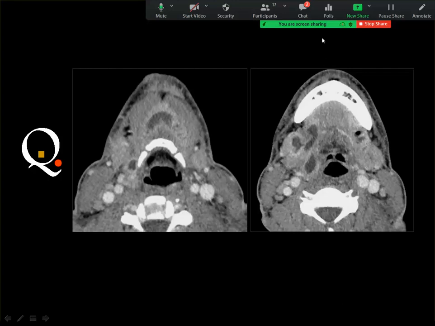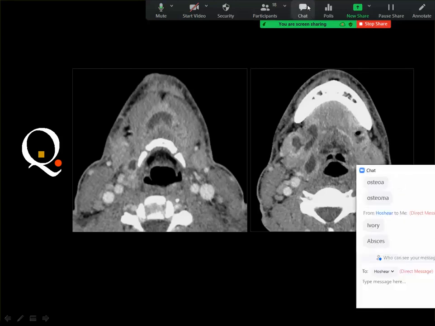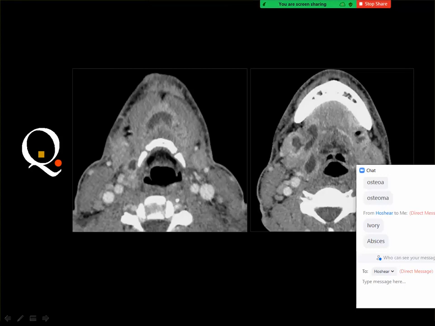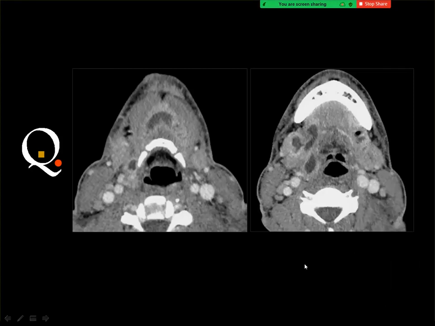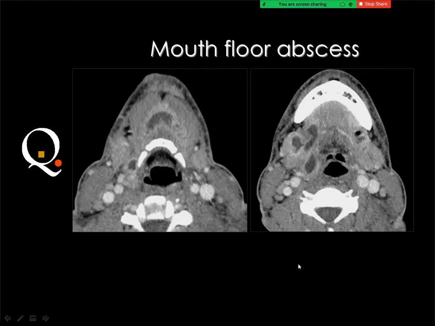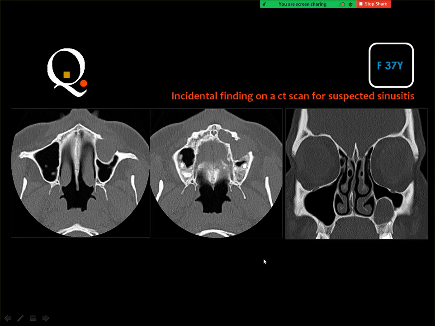Next case, and you see a lesion in the floor of the mouth, another lesion in the submandibular salivary gland, the third lesion near the submandibular salivary gland on the left side with some air loculus inside, then you consider abscesses. Yes, and these are multiple abscesses in the floor of the mouth, in the submandibular space, and submandibular gland on both sides. This is mouth floor infection.